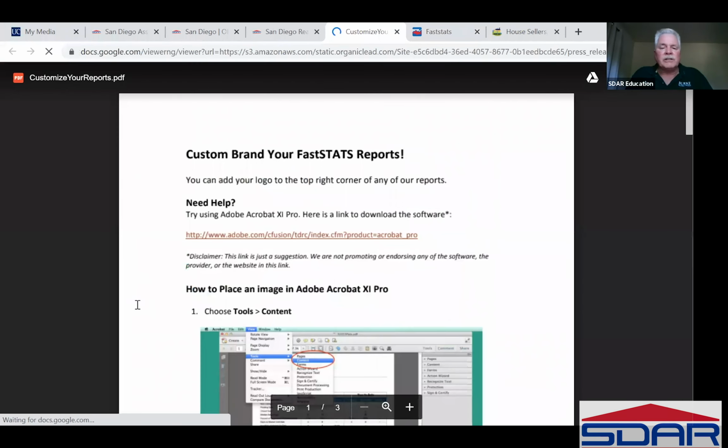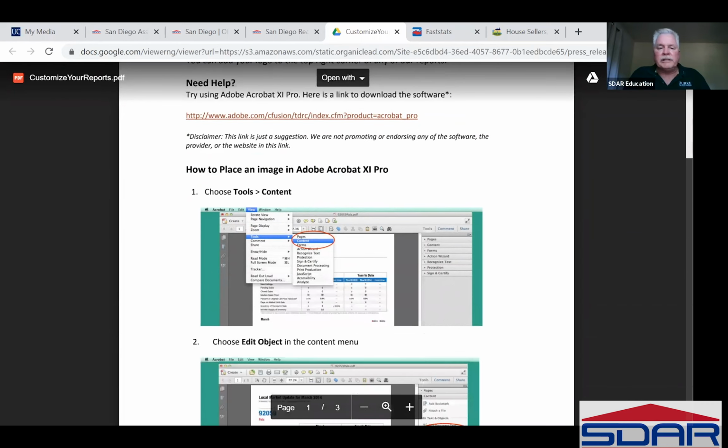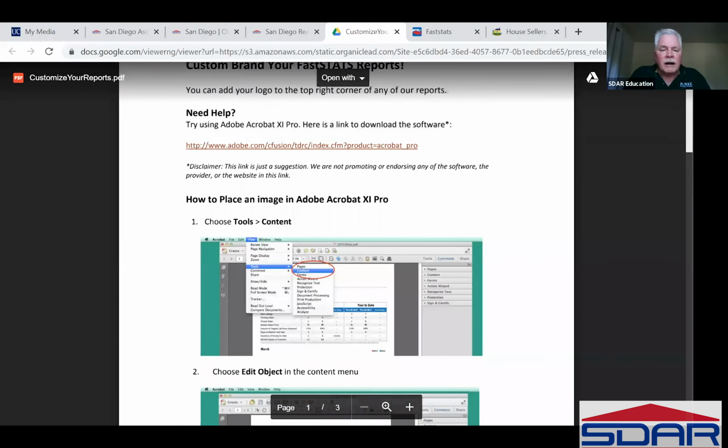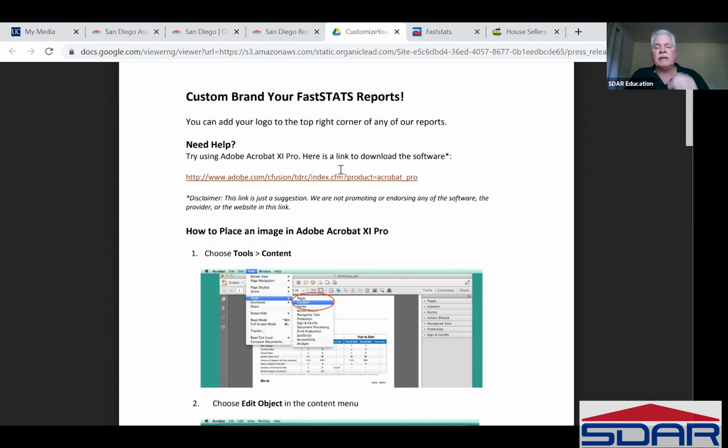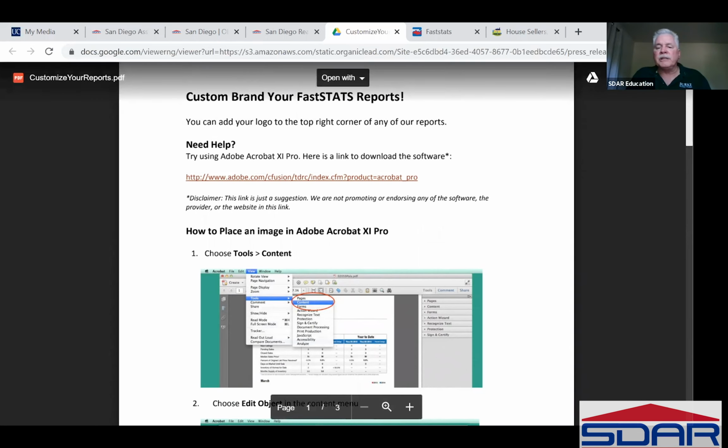I clicked on this and here now it opens. Okay, so here are my custom branding instructions. You all should be doing this. These are professionally done graphics. And what are they recommending here? It is Adobe Acrobat Pro 11. I think that was the last really good program that Adobe put together.